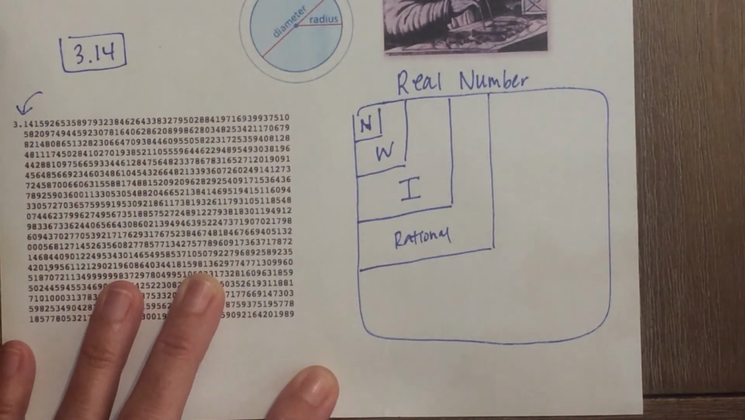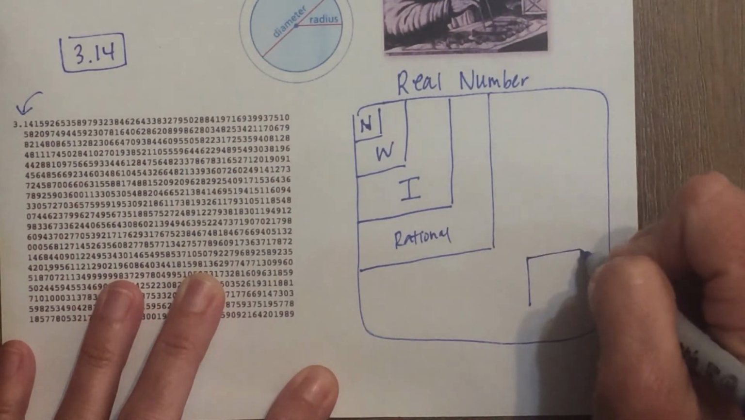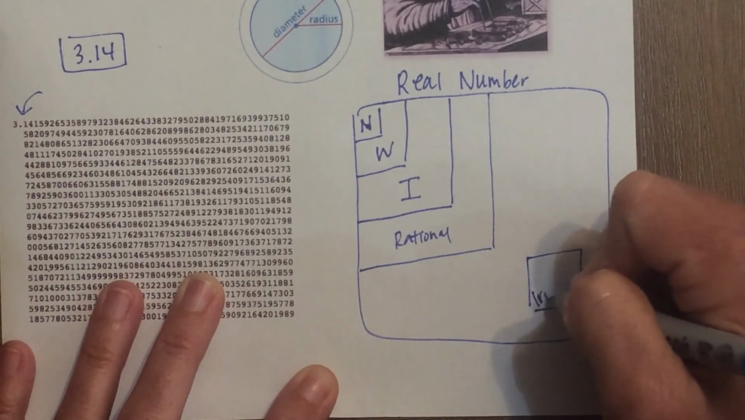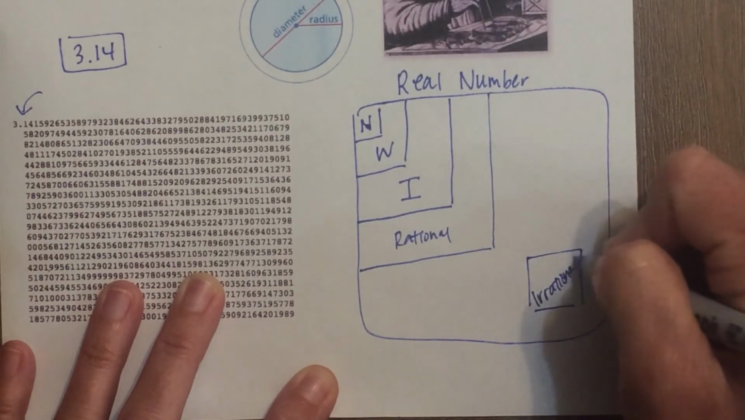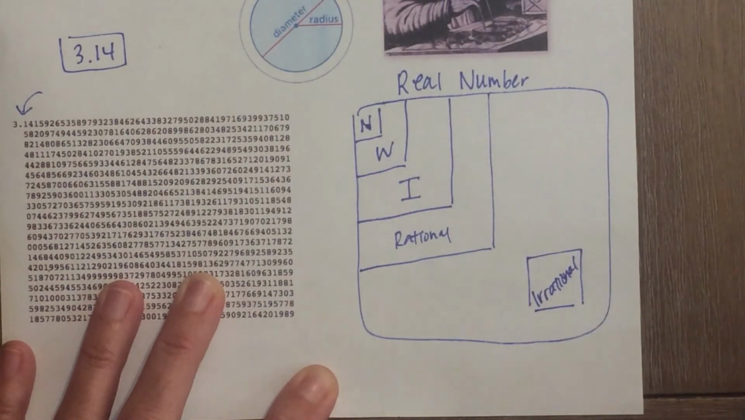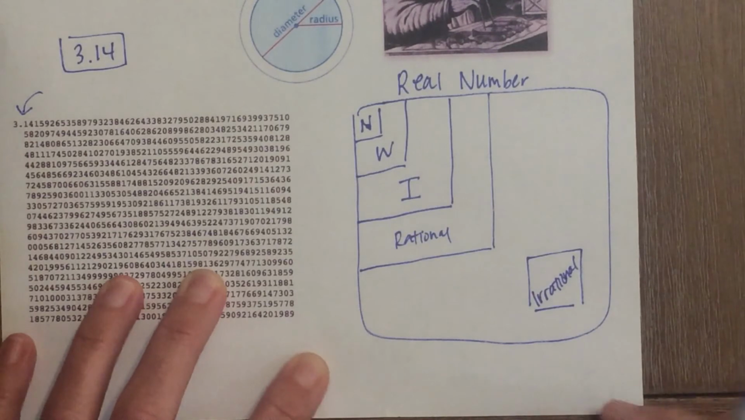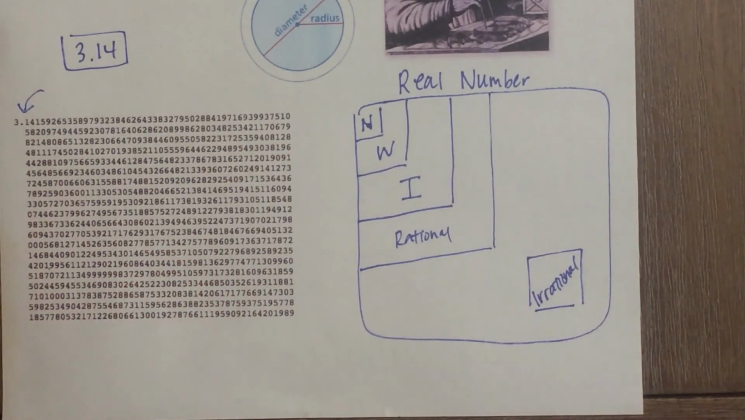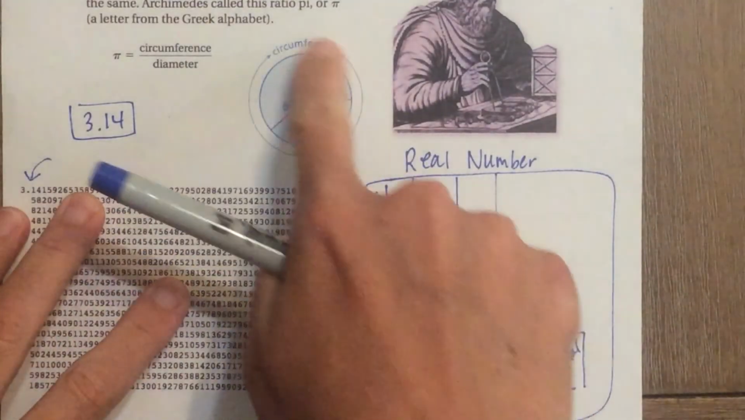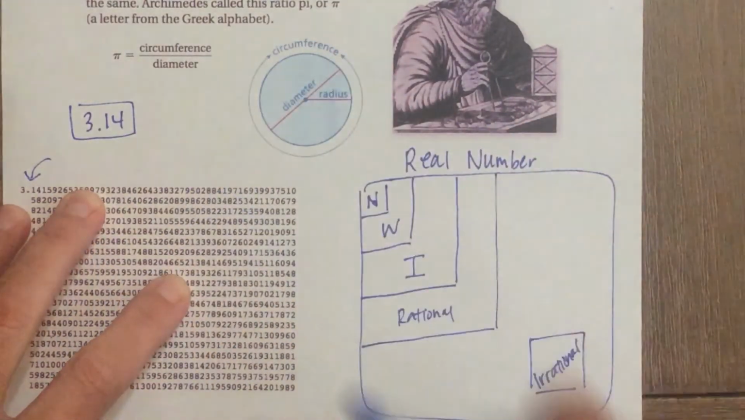Well, irrational numbers are also real, but they kind of belong over here on their own. These are things like pi. Pi is so irrational that we have a symbol for it. So if you have some extra time, just Google pi, and you can see what it's all about. But again, pi is the circumference divided by the diameter.